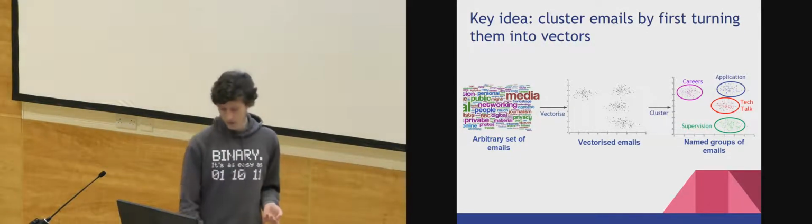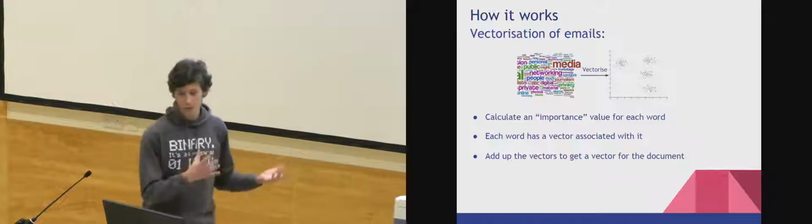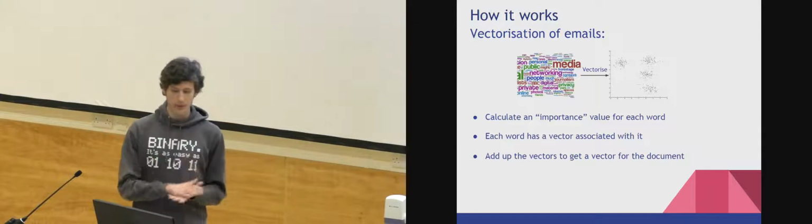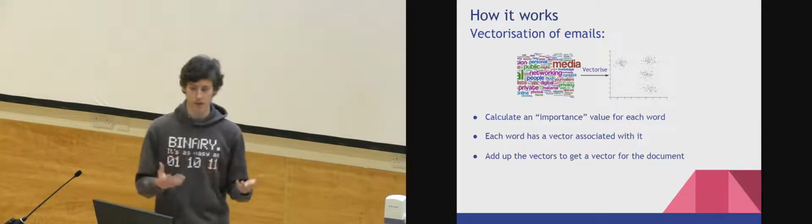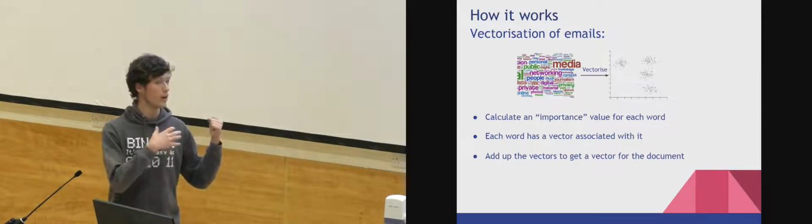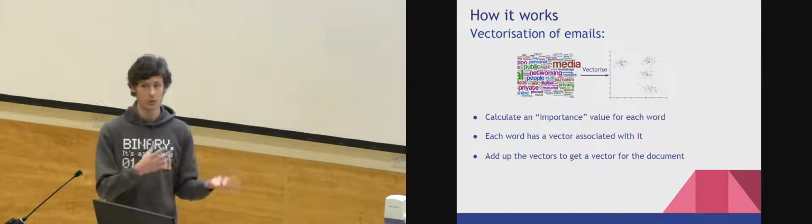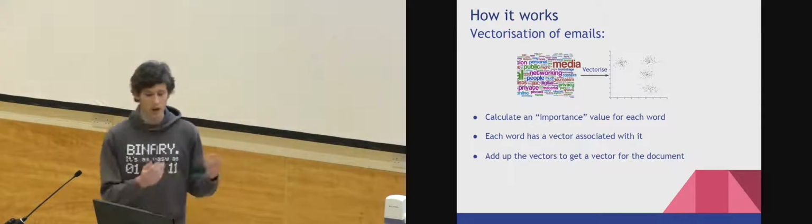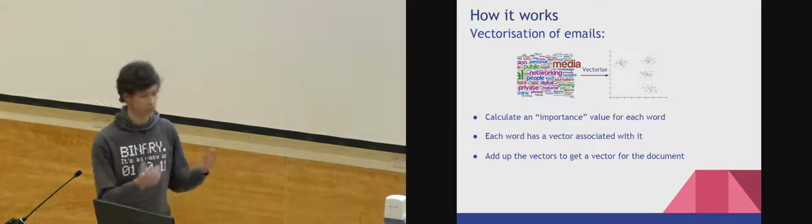For the first step, we vectorized this text, and what we did was we looked at the importance of each word. To look at the importance of each word, we look at how often it appears in an email and how unique it is across the entire data set of emails. Then we took a weighted average of the words that we transformed into vectors using a preloaded model that we had.